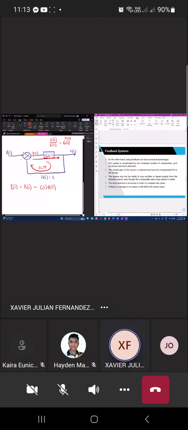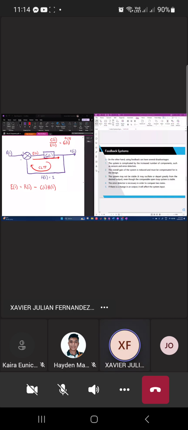Third one. The system may not be stable. It may oscillate or depart greatly from the desired output. And this is usually caused when you have a controller that is badly designed. Sometimes a controller is also called a compensator, that's why it must be compensated. So a compensator is more of a general term. If the compensator or controller is badly designed, the system will become unstable, especially when you introduce the wrong zero or the wrong pole.